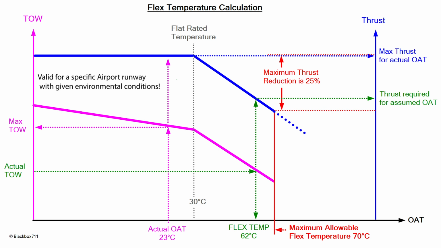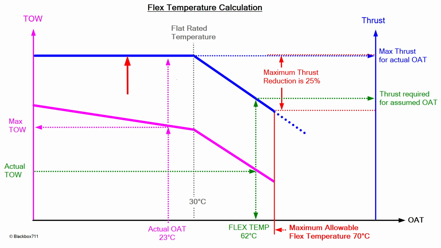Now, this graph is valid for a specific airport runway with given environmental conditions. So if you have a different airport runway, or if conditions change, i.e. temperature decreases or increases, pressure drops or rises, etc., then these graphs will change as well. So the blue line represents the maximum available thrust, the maximum thrust the engine can produce under these given conditions.